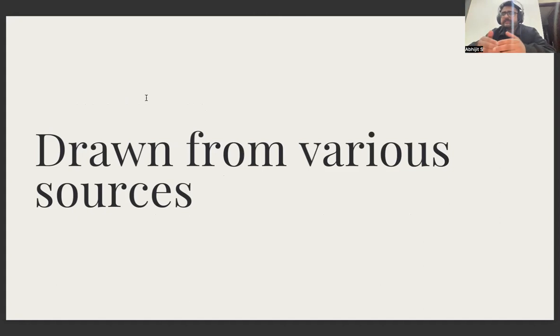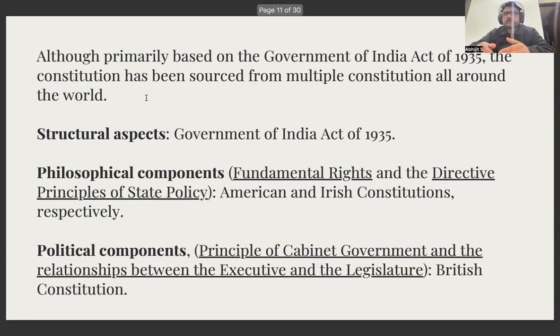Now, the next salient feature associated with the Indian Constitution is that it was drawn from various sources. As I've already mentioned, the Indian Constitution was primarily based on the Government of India Act of 1935. Apart from that, there were multiple other countries whose constitutions were also studied and sourced from to create this constitution.